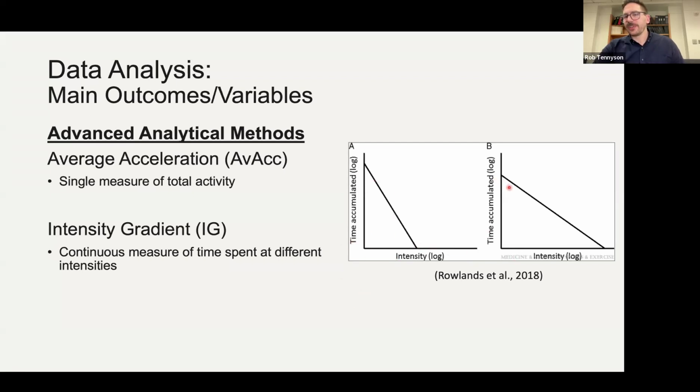Whereas if your slope is flatter or less negative, or I guess it could also be more positive, but if you have a flatter slope, then that means that you're spending more time up at the higher end of intensity and less time at the lower end of intensity.